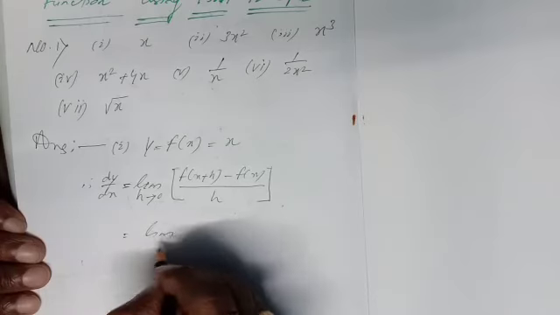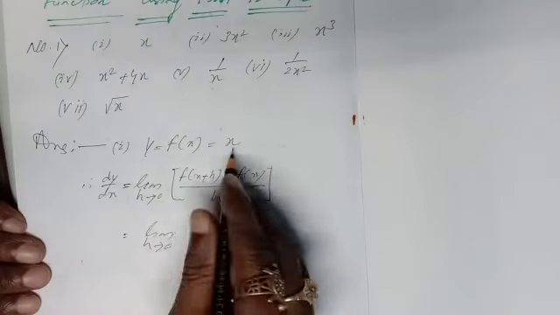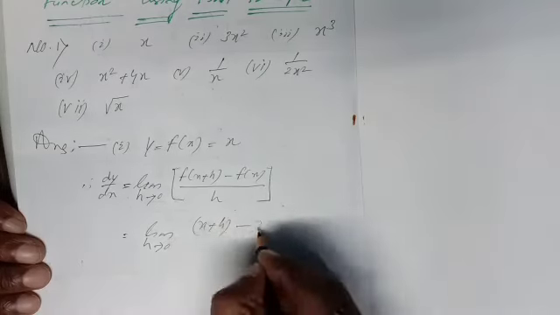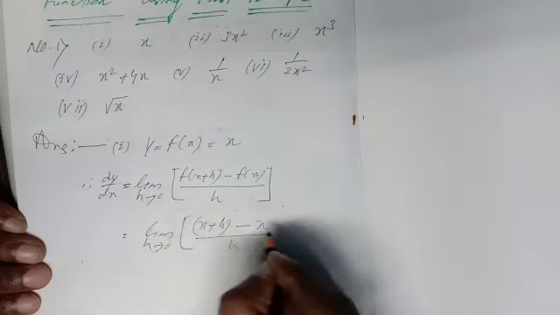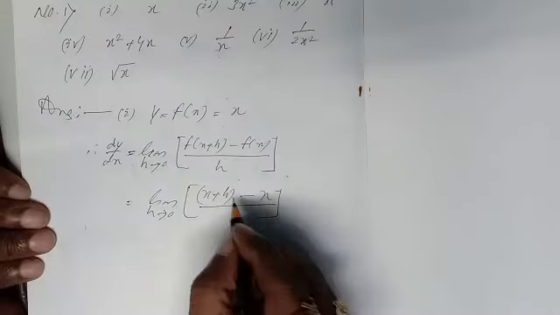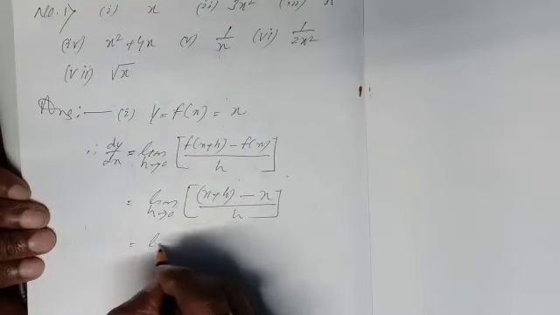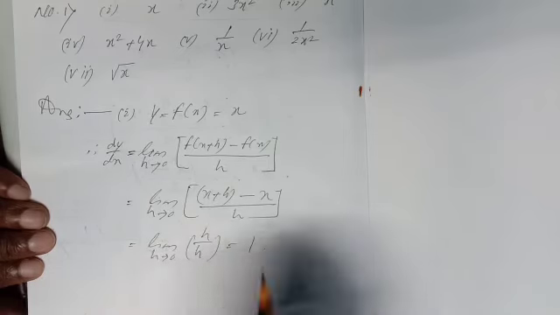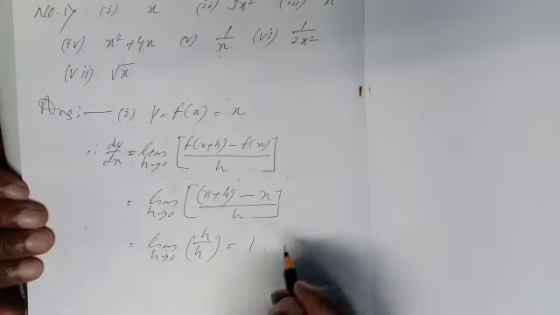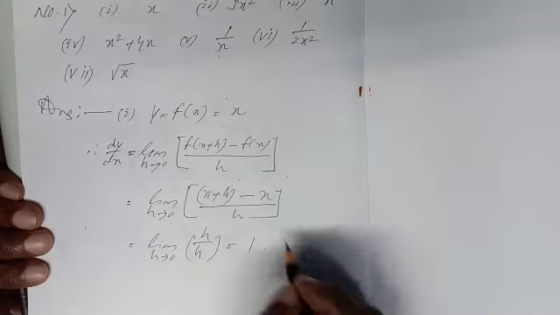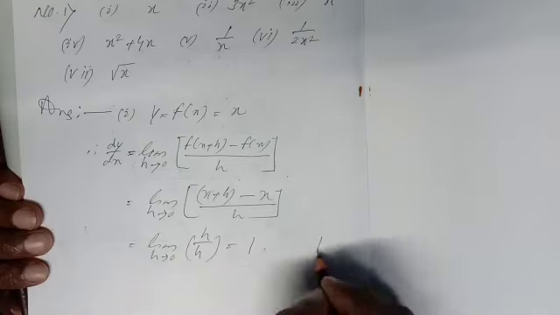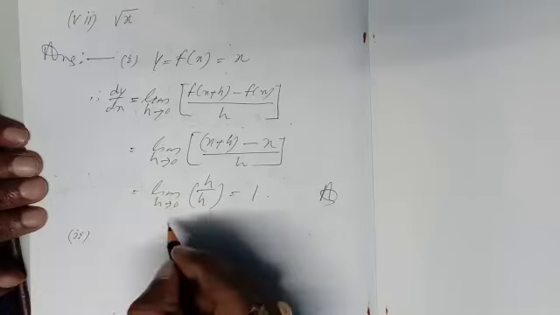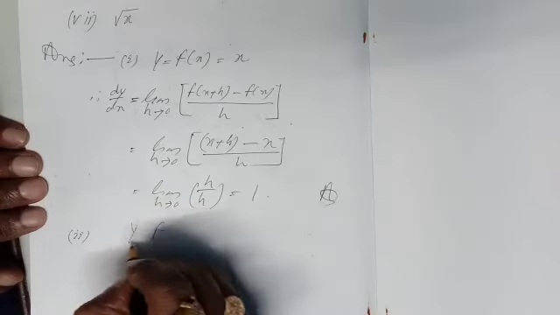Limit h tends to 0, f of x plus h will be how much? That will be x plus h, minus f of x, that is x, by h. Now this x will be cancelled, and h by h, how much are you getting? Limit h tends to 0, h by h is 1. So what is the answer? dy by dx is 1. The derivative of x with respect to x is 1. Okay, question 1 completed.